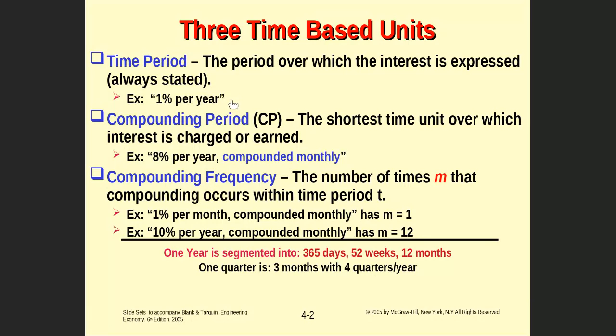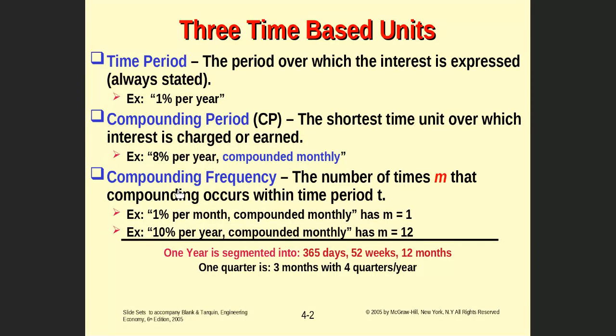The compounding period is the shortest time unit over which interest is charged or earned. If I don't have a compounding statement, like the first example here, 1% per year, that means the compounding is at the end of every year. But if the statement shows extended information, like in the second example, 8% per year compounded monthly, then compounding monthly means that at the end of every month the percentage is applied during the year.